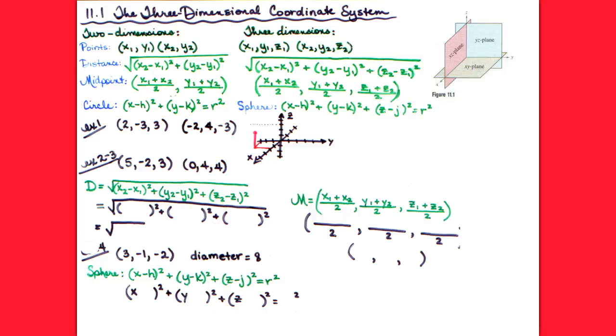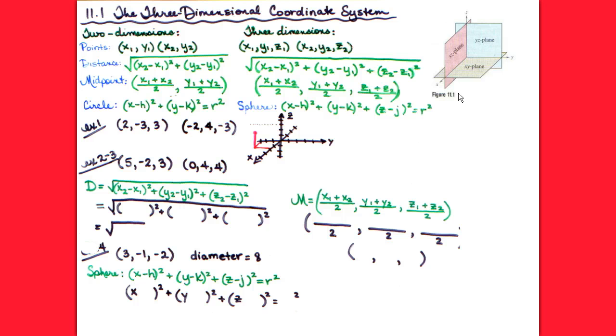So page 770, section 11.1. They start off here reminding us about the three-dimensional coordinate system. We have talked about it before. Remember, X is going to go forward and backward, Y is going to go left and right, Z is going to go up and down. So that's different for us. We also said that it kind of looks like a corner.